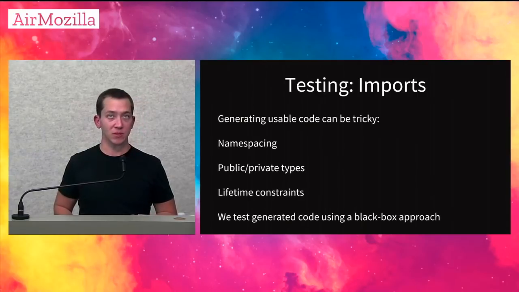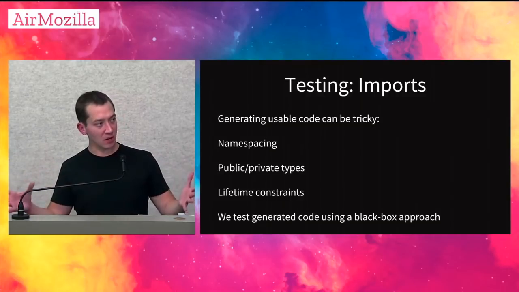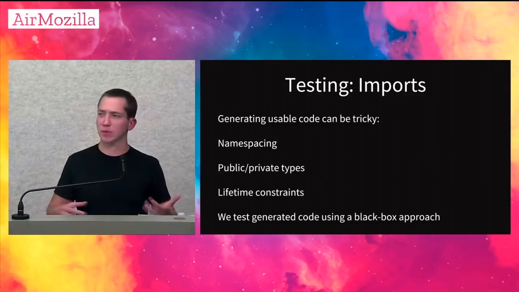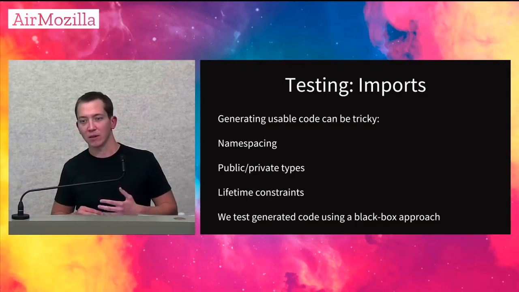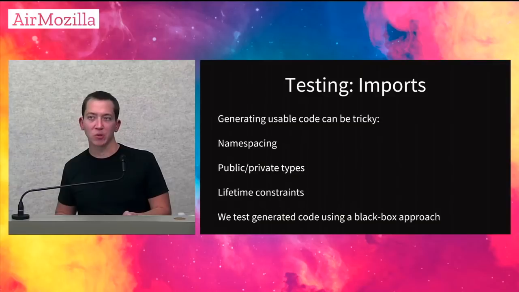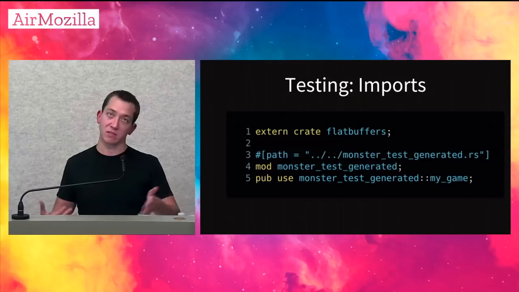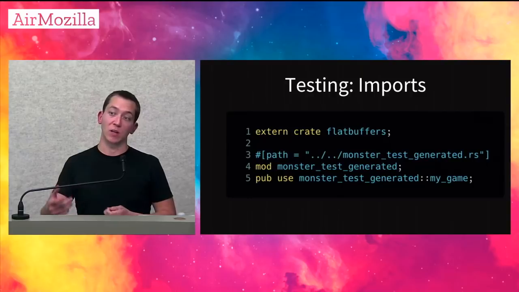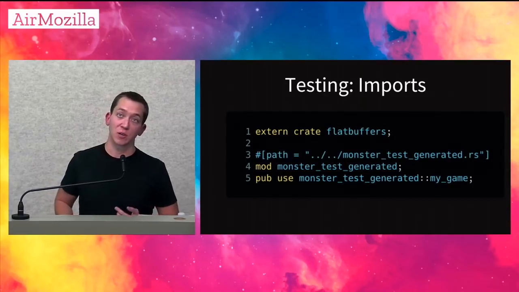Second thing, testing imports. Generating usable code can be tricky. I mentioned that there was kind of a big blow-up factor when we're generating code compared to the size of the schema, and getting all that right with namespacing and modules and public and private types and lifetime constraints can be error-prone. And so to just absolutely make sure that that's working as we need it to, we take a black box approach to testing. So in our test suite, the entire test suite file, which is thousands of lines long, we begin by importing our generated code the same way that you would as a user. So we extern our own crate and we load in the generated file using the mechanism that you've seen a few times throughout the talk.